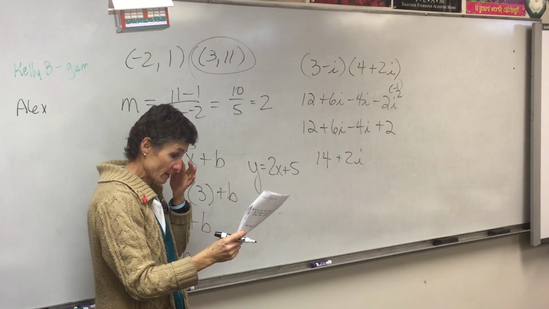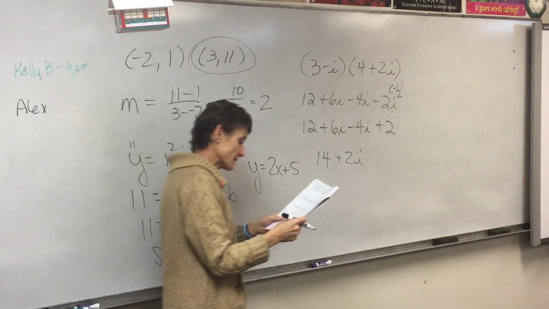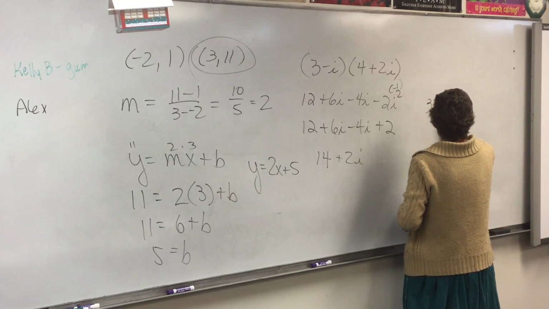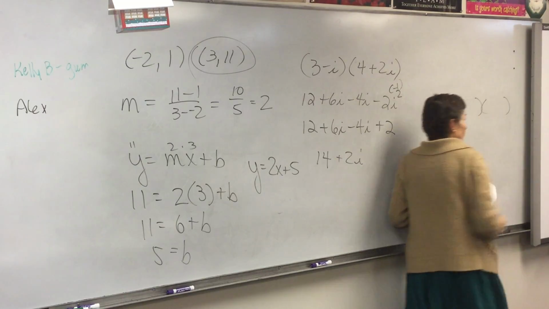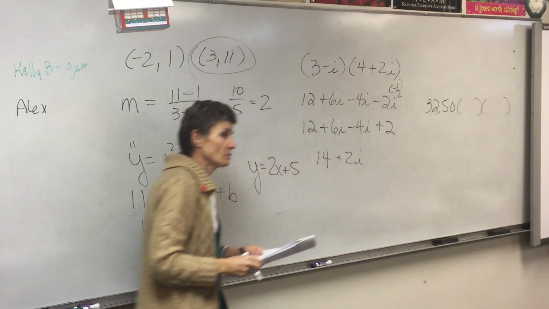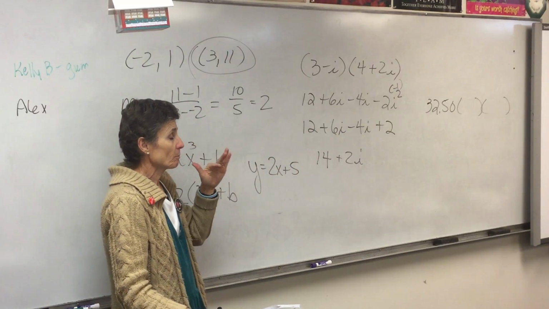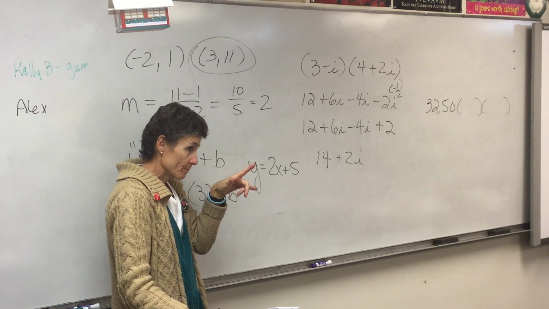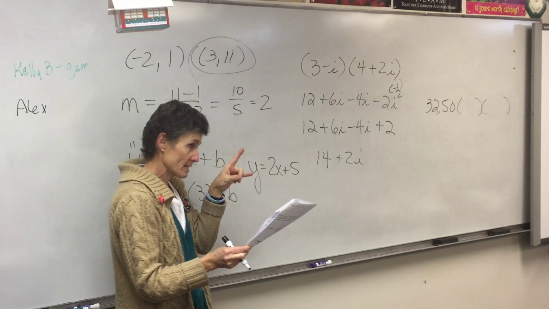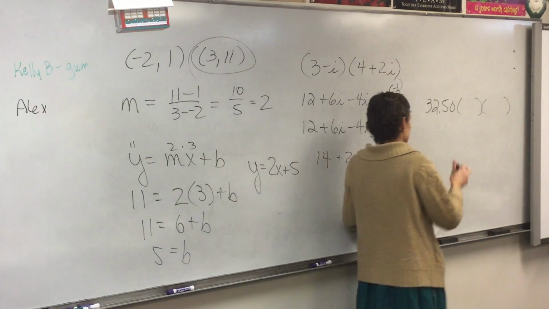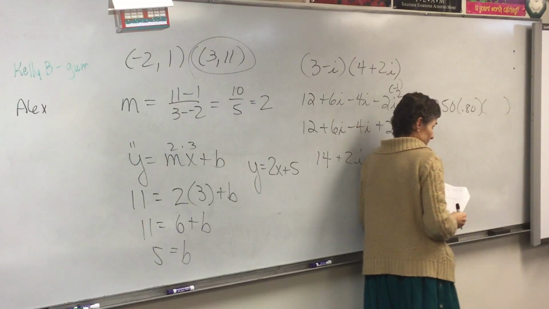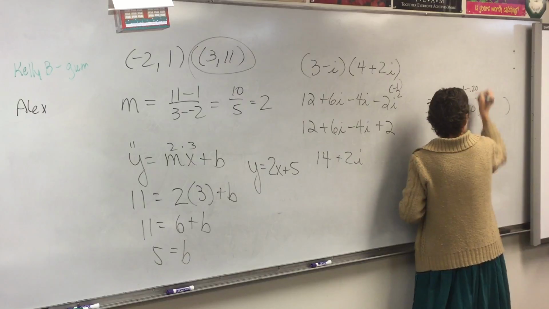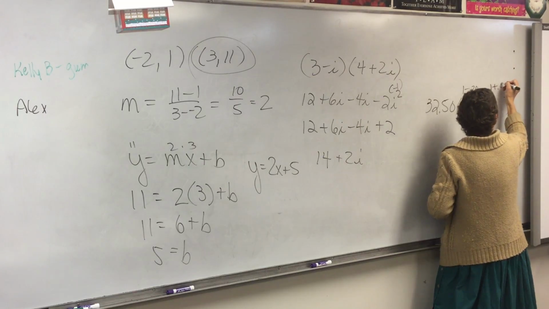Find the final cost of an item if there's a 20% discount and a 7% tax, and the original price is $32.50. So I'm starting with $32.50, and I'm multiplying it by two things. I'm multiplying it by the discount and the tax. Now remember, the discount is 20%, but you don't multiply by 20%. You multiply by 80%. Because when we multiply, it's 1 minus the discount and 1 plus the tax.